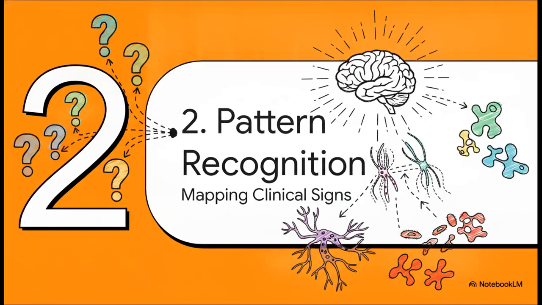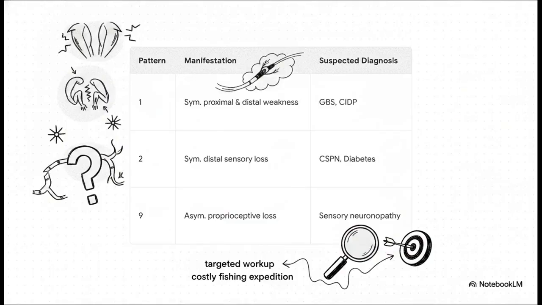Section 2. Pattern recognition. Now, by synthesizing the answers to those 7 questions, we can anchor our findings into 10 core patterns. This instantly separates disease categories. So, for example, if your patient has symmetric, proximal, and distal weakness, that points squarely to pattern 1, which is highly suggestive of inflammatory demyelinating polyneuropathies, like GBS or CIDP. On the flip side, if you're seeing an asymmetric proprioceptive loss without weakness, you're looking at pattern 9. That directs us straight towards sensory neuropathies or ganglionopathies, maybe paraneoplastic in origin. Recognizing the pattern is literally what separates a targeted workup from a massively costly fishing expedition.